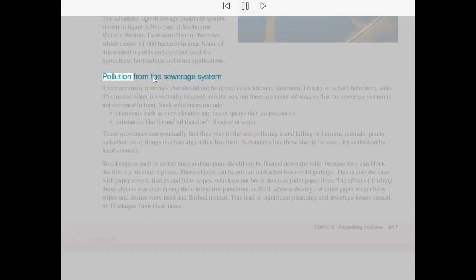applications. Pollution from the sewerage system. There are many materials that should not be tipped down kitchen, bathroom, laundry, or school laboratory sinks. The treated water is eventually released into the sea, but there are many substances that the sewerage system is not designed to treat. Such substances include chemicals such as oven cleaners and insect sprays that are poisonous, and substances like fat and oil that don't dissolve in water. These substances can eventually find their way to the sea, polluting it and killing or harming animals, plants, and other living things, such as algae, that live there. Substances like these should be saved for collection by local councils.